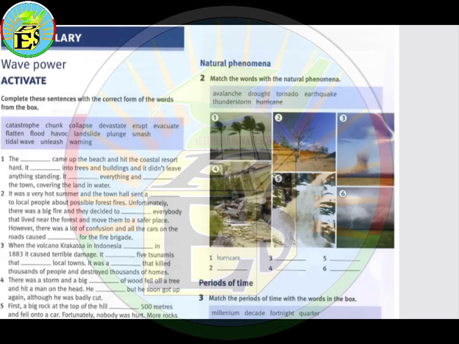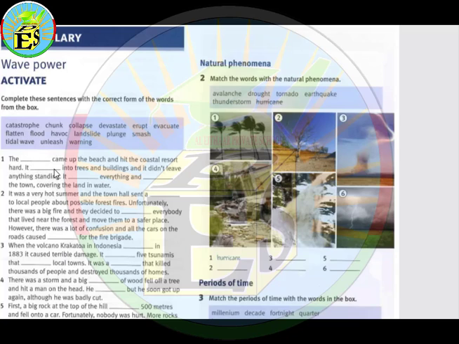Okay, so these are the words in the box. So please now you have to complete the sentences, the short text from 1 to 5, using these words. Let's read them together. Number 1. The dash came up the beach and hit the coastal resort hard. It dashed into trees and buildings and didn't leave anything standing. It dashed everything and dashed the town, covering the land in water.